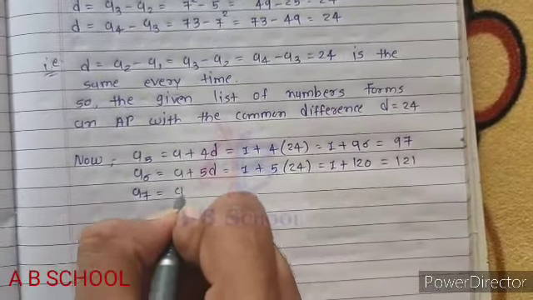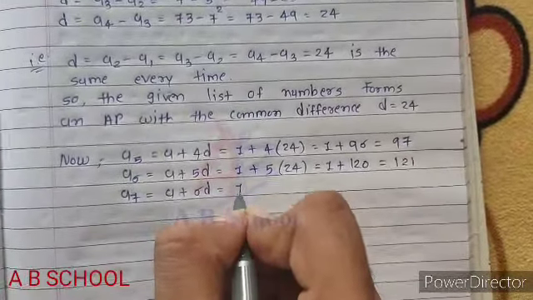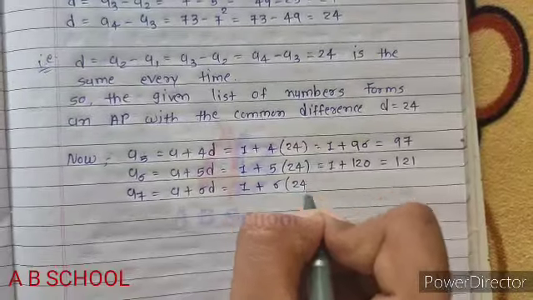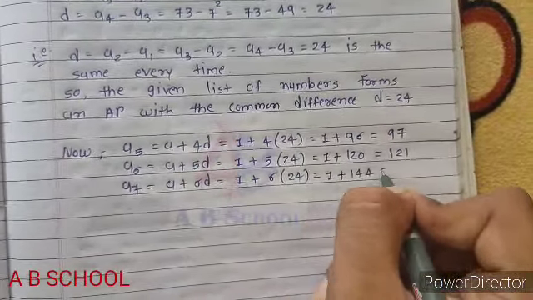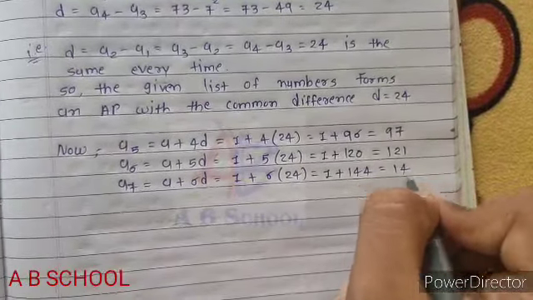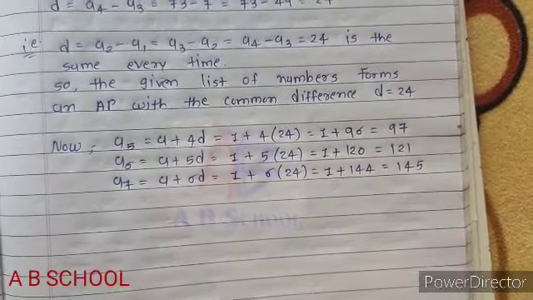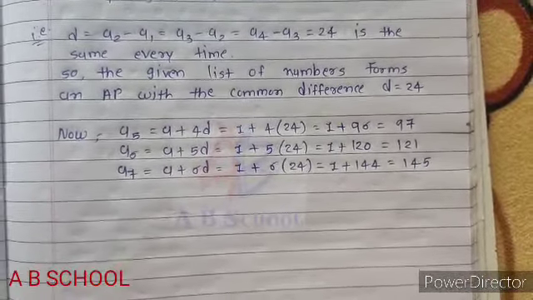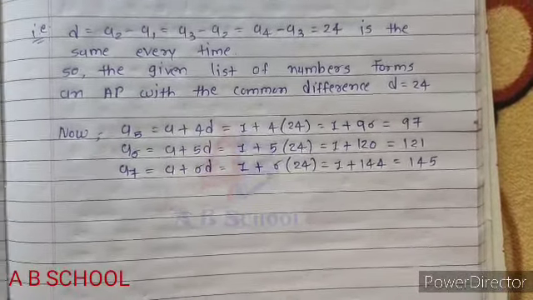A7 is equal to A plus 6D. Value of A is equal to 1 plus 6, common difference D is equal to 24. So 1 plus 144 is equal to 145. So fifth term of AP is equal to 97, sixth term of AP is equal to 121, and A7 is equal to 145.